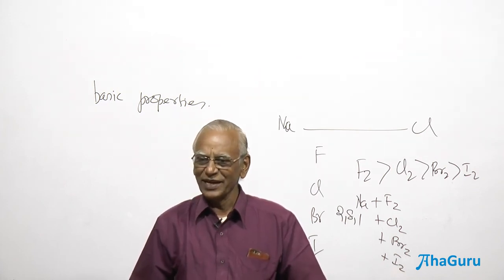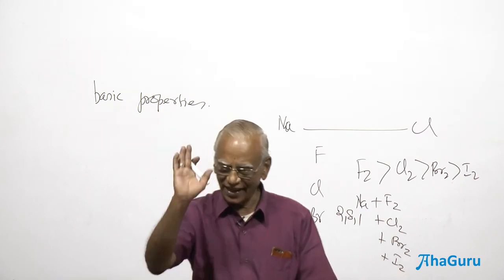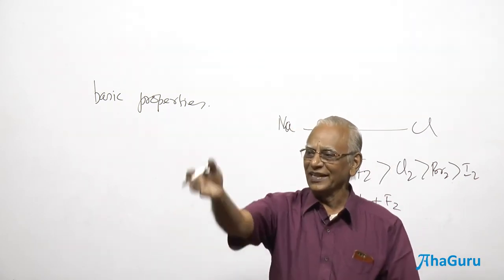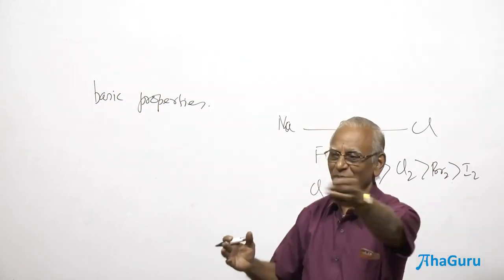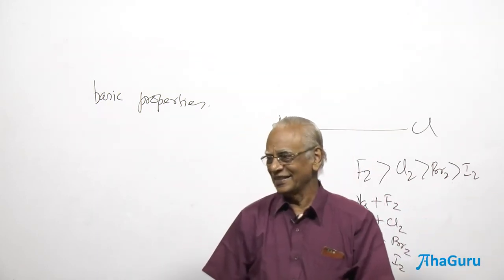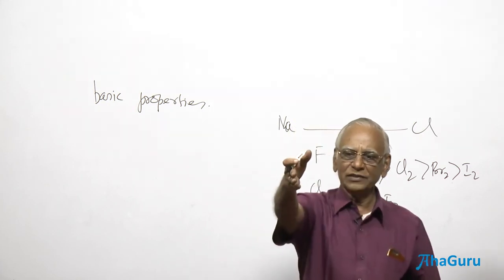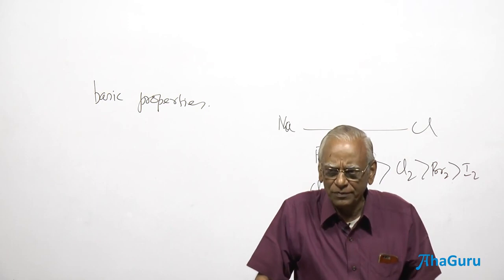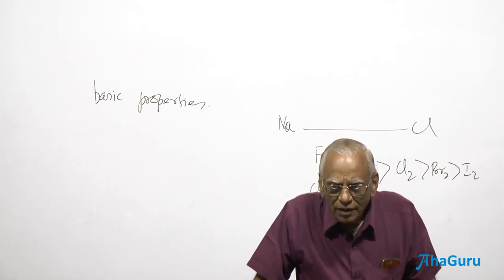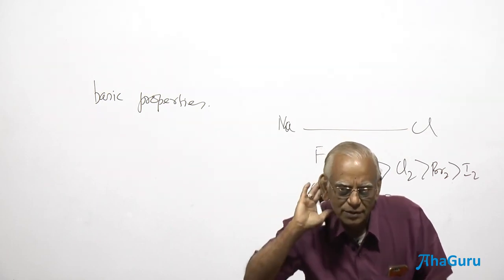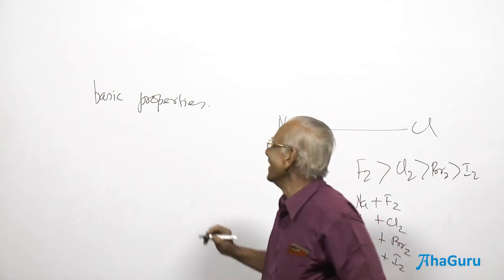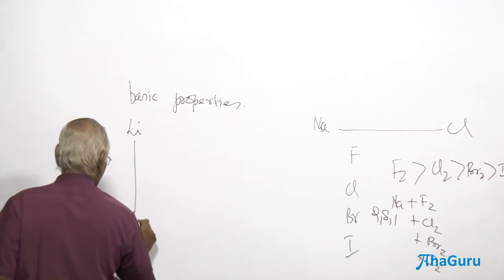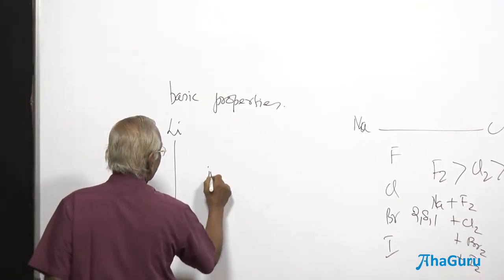Lithium, sodium, potassium. Therefore, they are electropositive. So what? They have got the ability to donate an electron. And electron donation is a basic property. Lewis base. Therefore, what should happen to the ability to donate electron down a group? Increases. Down a group, lithium to cesium, it increases.